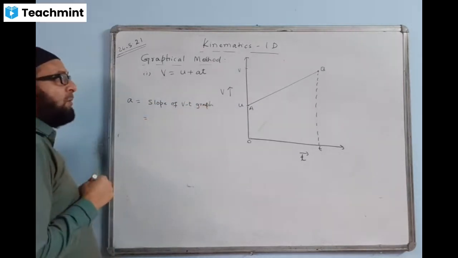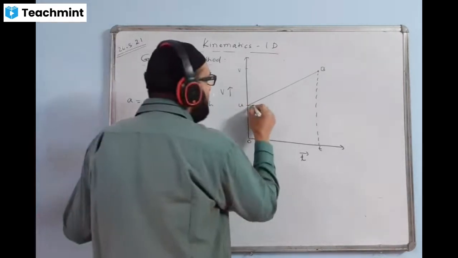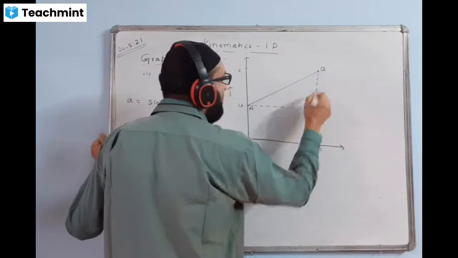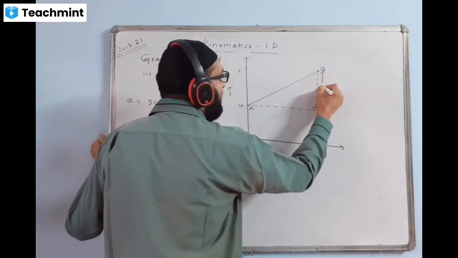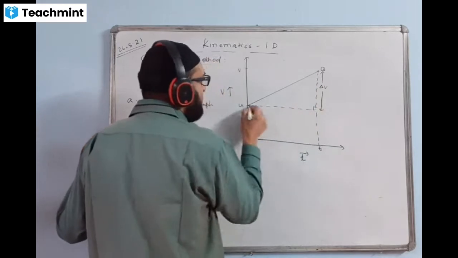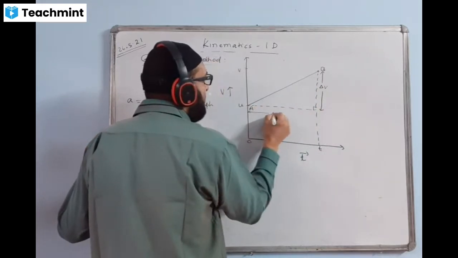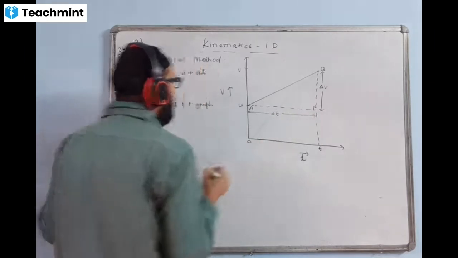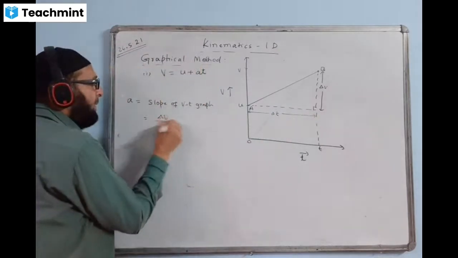How do we find the slope of the AB line? So we'll join the line this way. That means this value will be delta V, and this value on the time axis will be delta T. I'll write here delta V by delta T.